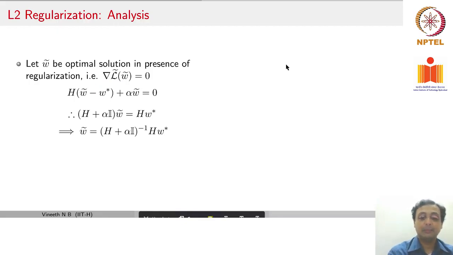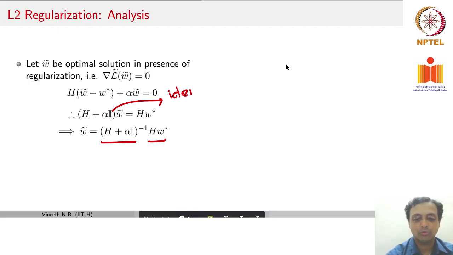This means W tilde, which is a solution of your regularized loss function, is going to be given by (H plus alpha I) inverse H W*. Just to remind you, I here, this notation means the identity matrix. In case you didn't get that already, this is your identity matrix.